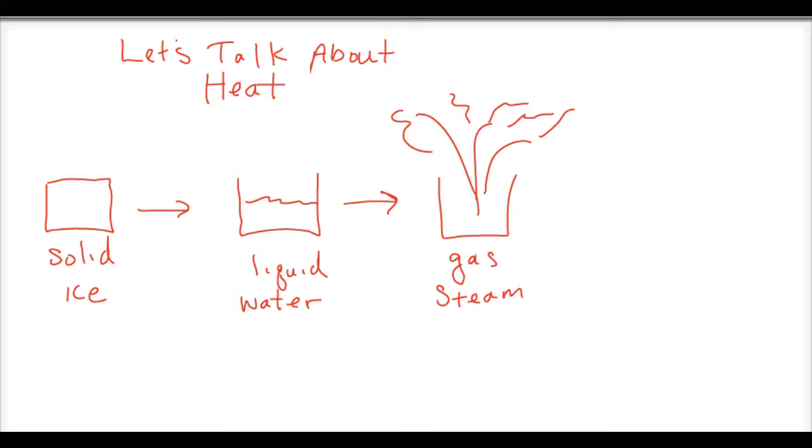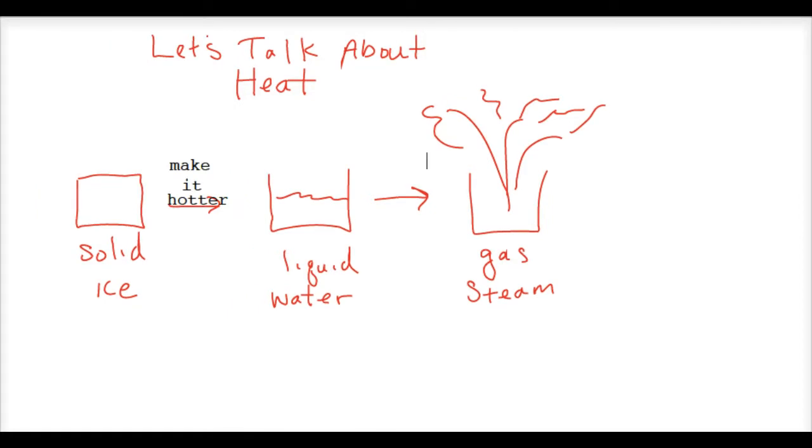In order to go from solid ice to liquid water, we've got to be able to make it hotter. We'll have to do the same when we look at liquid water in comparison to steam. We've got to make it hotter. So let's spend our time trying to figure out which way heat has to be added to the system in order to make it change phases.